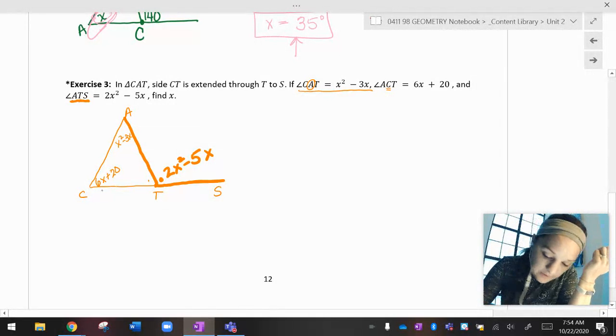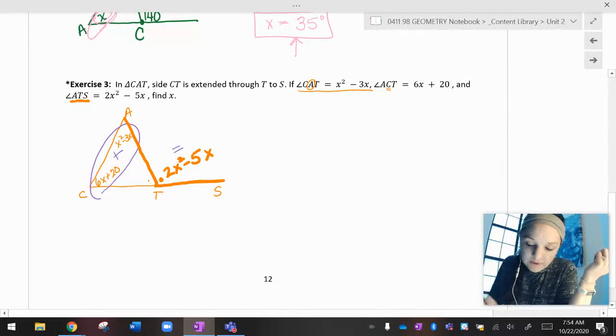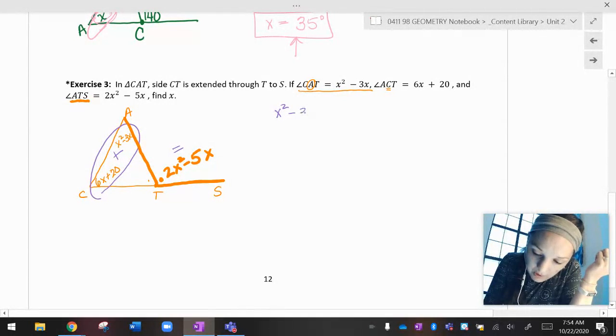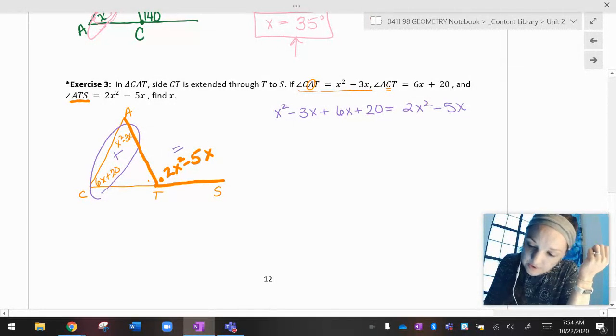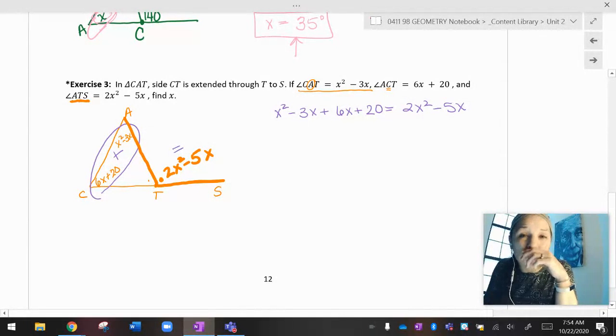Okay, now I have the same thing that we had before. The 2 on the inside add up to the 1 on the outside. x squared minus 3x plus 6x plus 20 is 2x squared minus 5x. Ooh, I got an x squared.